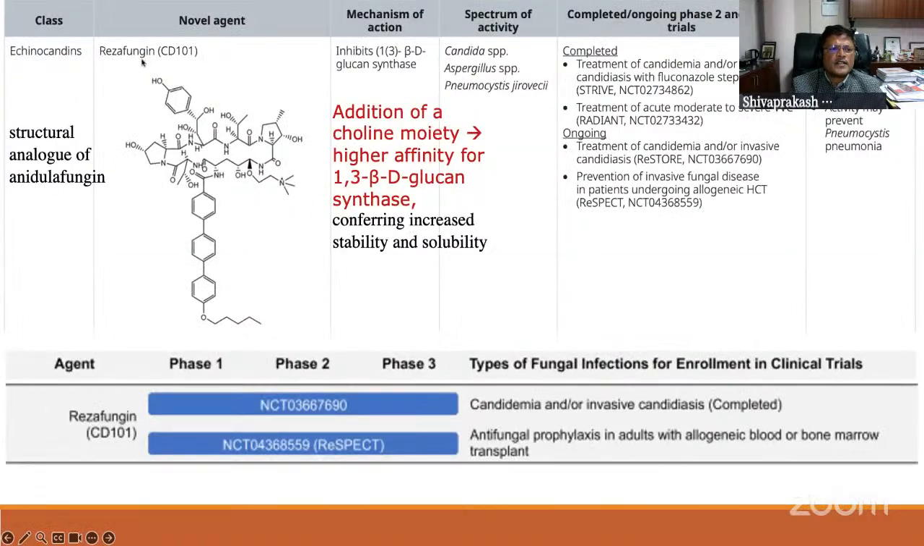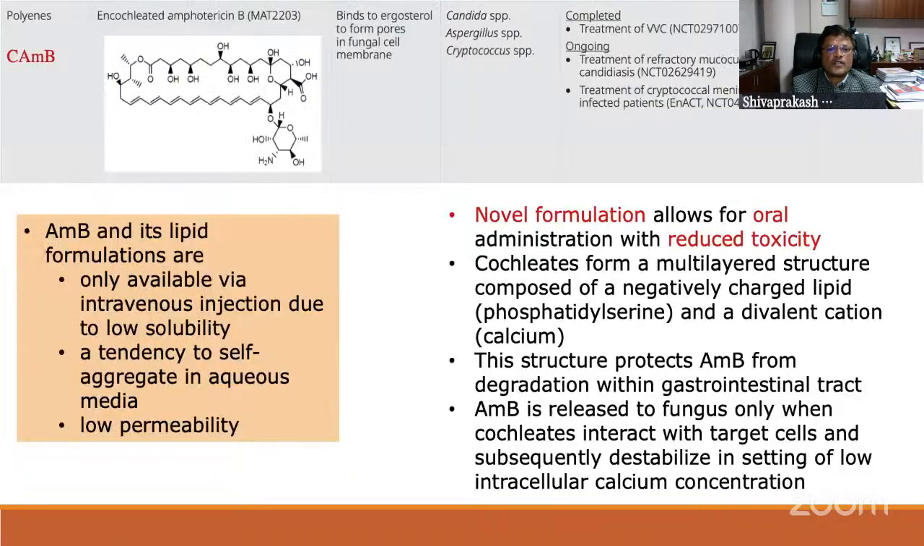Rezafungin again is like an anidulafungin analog, an echinocandin. But it has a long half-life, so you can give just weekly dosing, whereas caspofungin and anidulafungin you have to give every day. If you give one week of therapy, it is almost non-inferior to the others, as shown in the trial. So this is also an important drug, especially to treat Candida infection. It can also help in Aspergillus infection as well as Pneumocystis jirovecii infection.